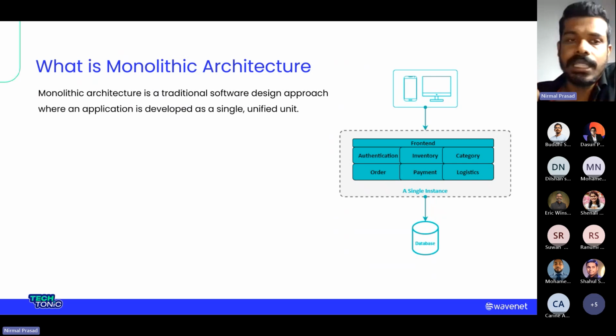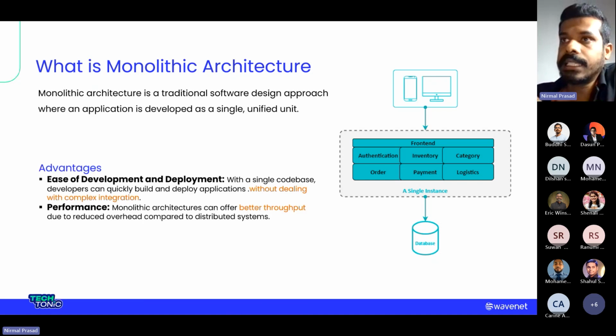Monolithic means all the modules and all the components are in a single code base. That means it's a single unit. In this example, let's assume this is an e-commerce platform. Then authentication, inventory, category, order, all the components are in a single code base and a single unit.